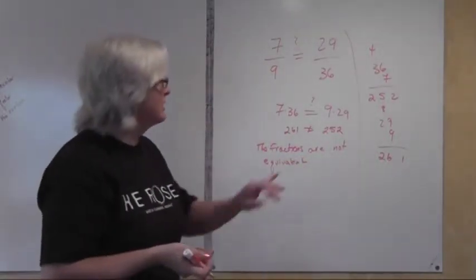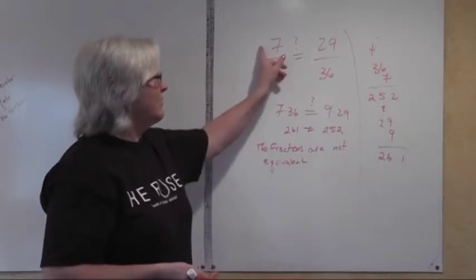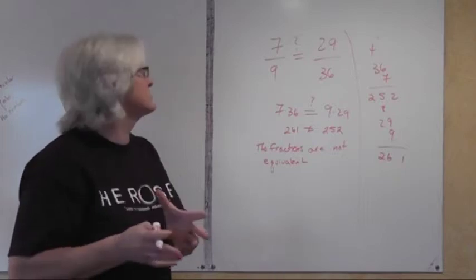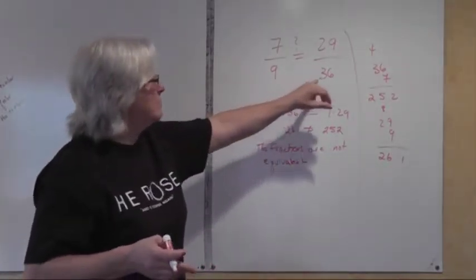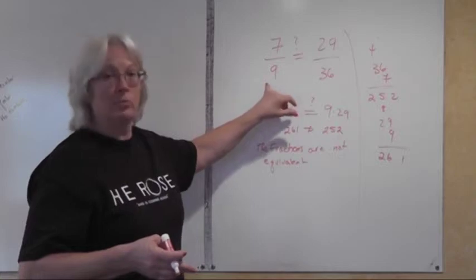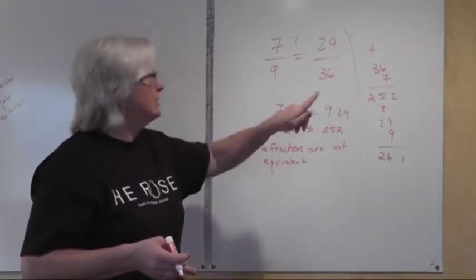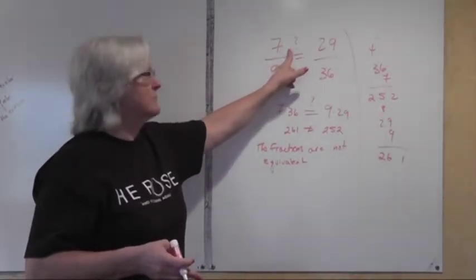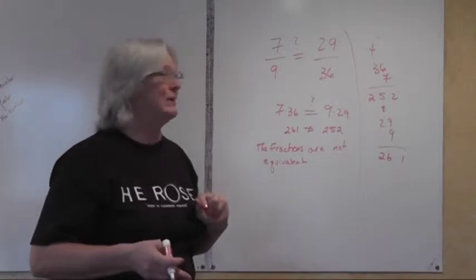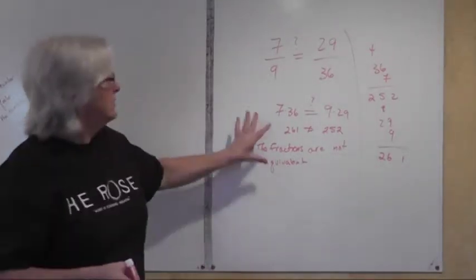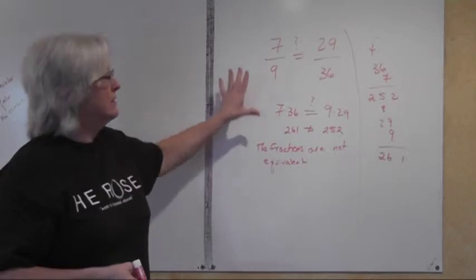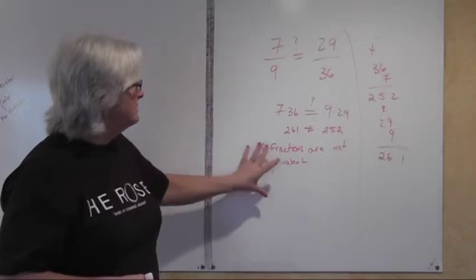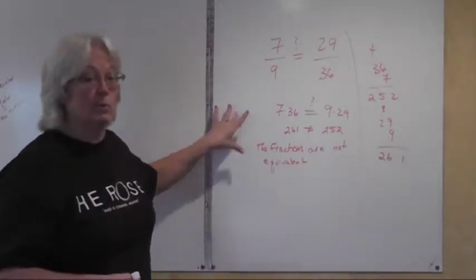Because the cross products are not equal, the fractions are not equivalent. And you could perhaps have easily seen this already by thinking, okay, 9 times what gives me 36? They've multiplied 9 by 4 to arrive at 36. Well, you'd have to say 7 times 4. 7 times 4 does not equal 29. 7 times 4 is 28. But we demonstrated that these truly are not equivalent by showing that the cross products are not equal. Okay?